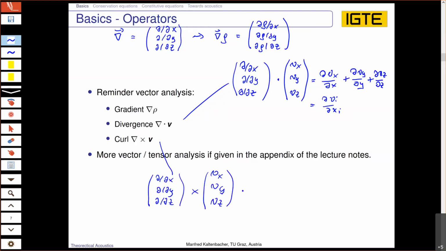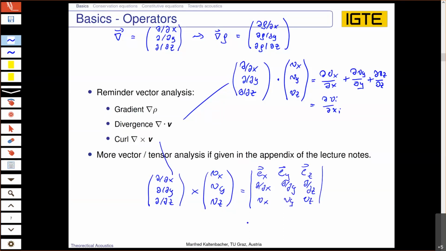The easiest way it is, so the order of your tensor will be the same. So we will also get out a tensor of first order, so a classical vector. I think the easiest way is to write it with a determinant. In the first line, we have the unit vectors in x, y, and z. The second one is the first vector, which was our nabla operator. And the last one is our vector, so the x, y, and z component.